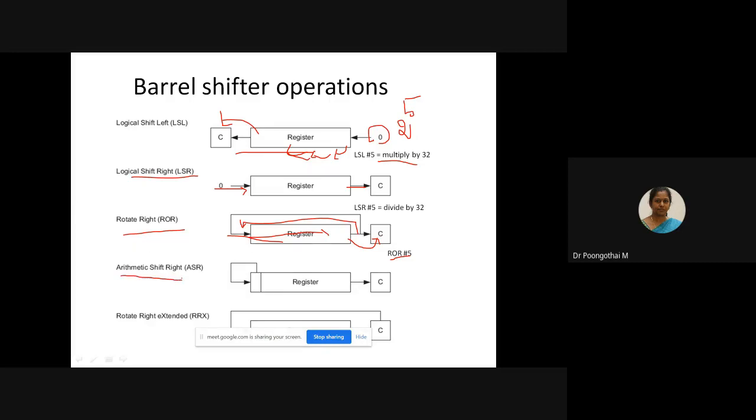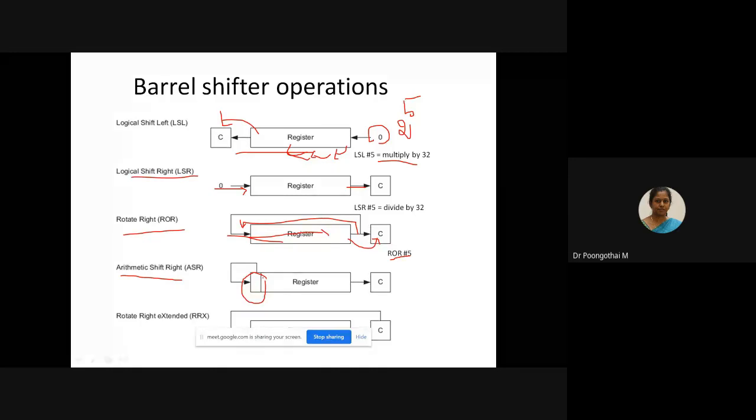And next, the arithmetic shift right instruction. ASR is similar to LSR, except that the high bits are filled with bit 31. Bit 31 holds your sign. So the high bits are filled with bit 31 of the Rm register instead of 0. This preserves the sign bit in 2's complement operations.